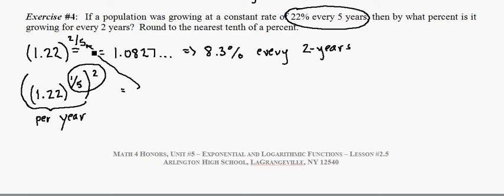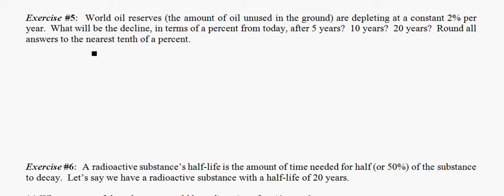All right, let's keep looking at these things. Now, everything on the front side of the sheet was a growth problem, all right? Students tend to find decay or decreasing exponential percent problems harder. So let's take a look at one of those. In exercise 5, it tells us that the world oil reserves, the amount of oil that's unused in the ground, are depleting at a constant 2% per year. Whether they are or not is questionable, but I'm going to take some liberties here. What will be the decline in terms of percent from today after 5 years, 10 years, 20 years?